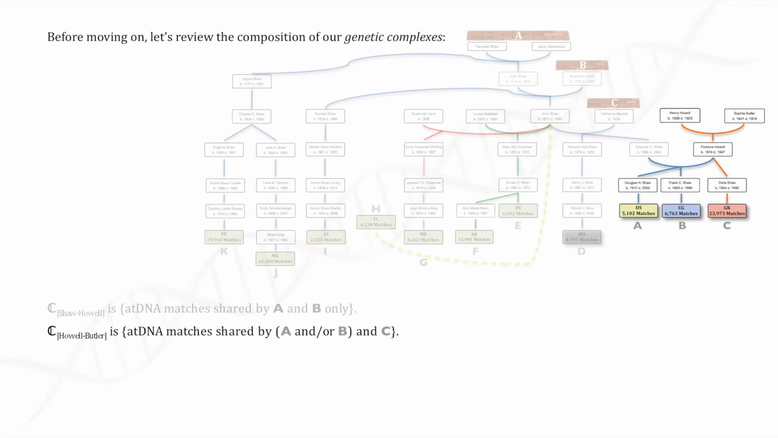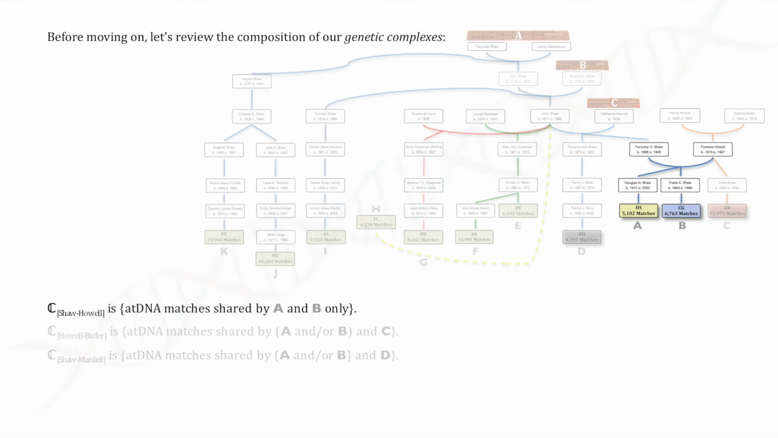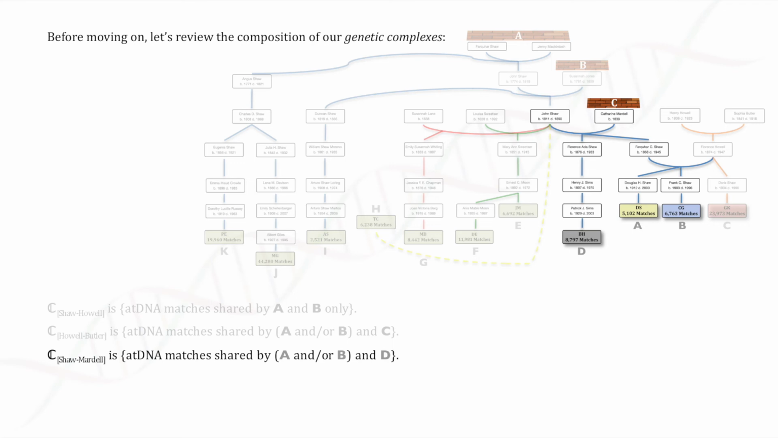Correlating additional descendants of our Howell-Butler couple against complex Shaw-Howell would be a useful way to fully stratify this complex. Complex Shaw-Mardell is the set of DNA matches shared by A and or B and subject D. Correlating the matches of subject D removes matches from complex Shaw-Howell and creates a complex whose elements are connected through either more distant Shaw relations or through our brick wall C. Correlating additional Shaw matches will assist in making a final determination as to which complex each match is ultimately assigned.